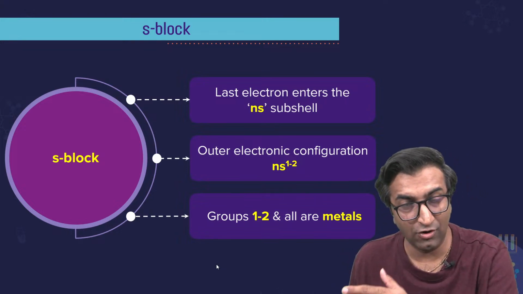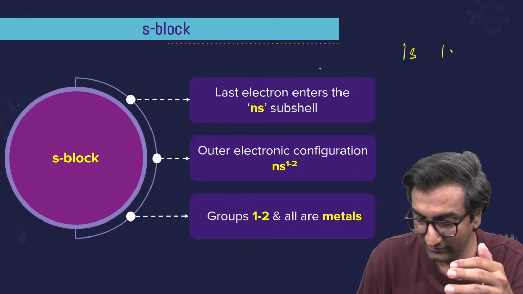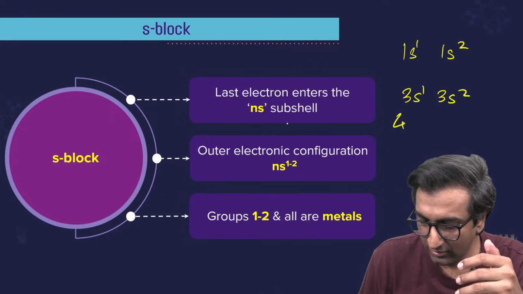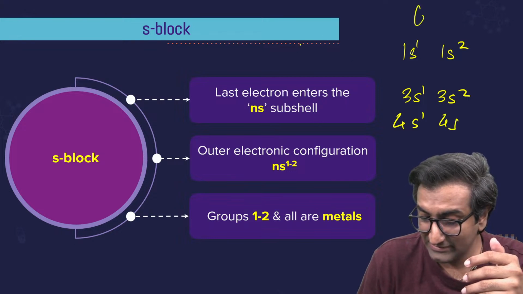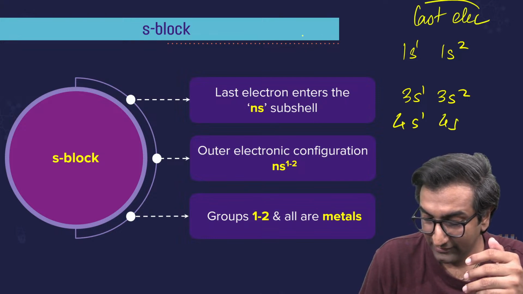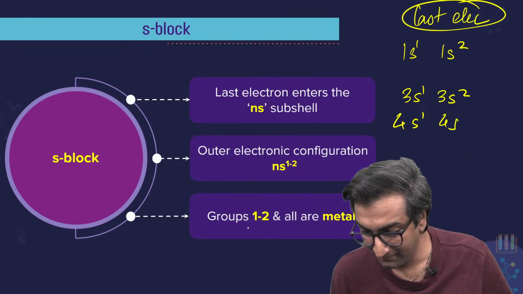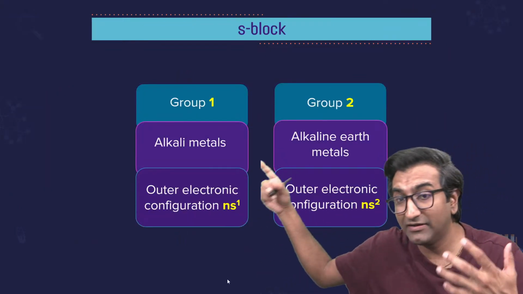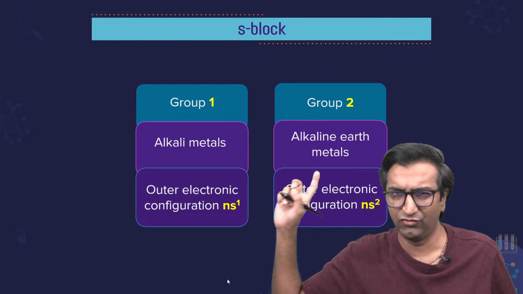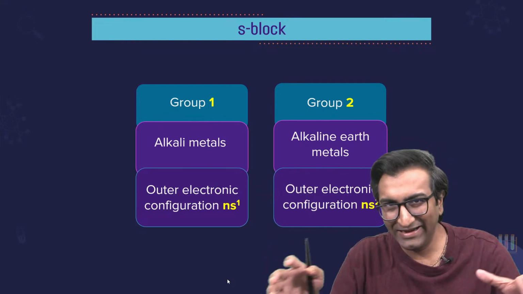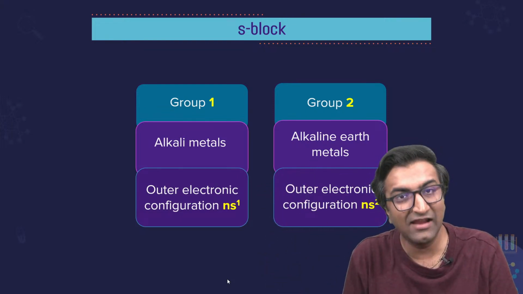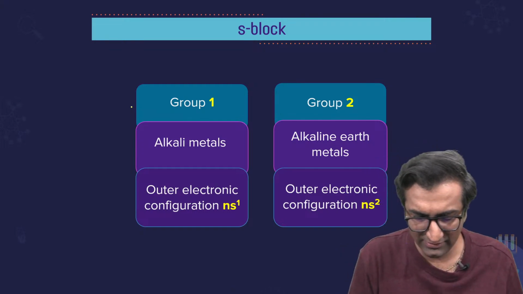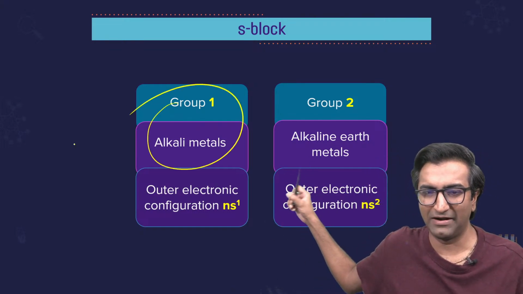Anyway, ns1 or 2. This means that anything that looks like this, I'm talking about the last electron, that would be an s block element. Group 1, which is s1, is called the alkali metals, and these are called alkaline earth metals. Usually when you mine, alkaline earth metals are found in the ground in combined form. Calcium, magnesium, all of these. These are very reactive and a bit difficult to handle.